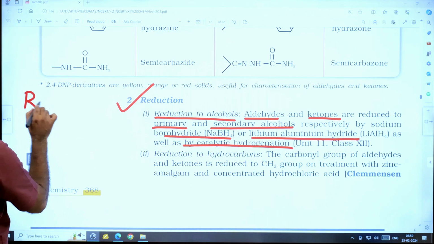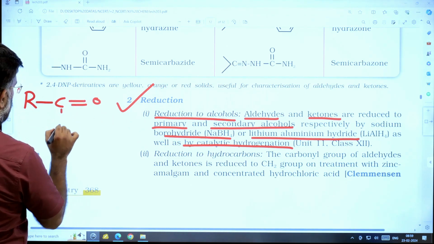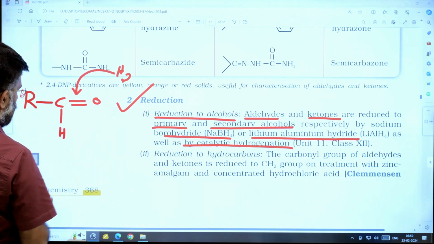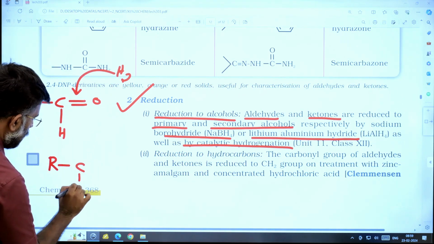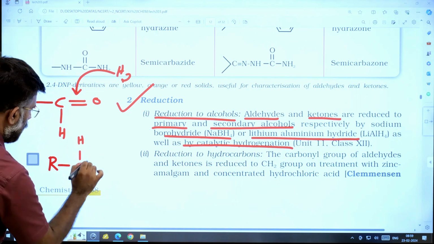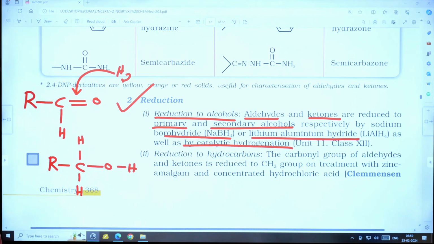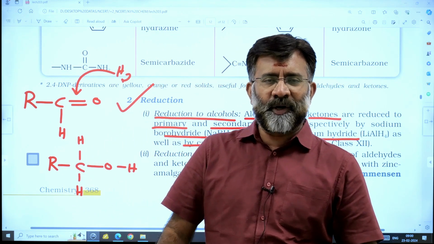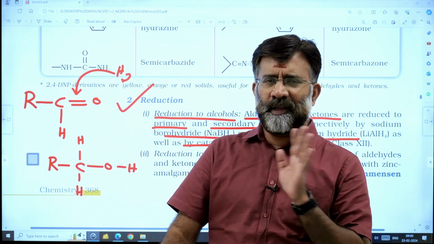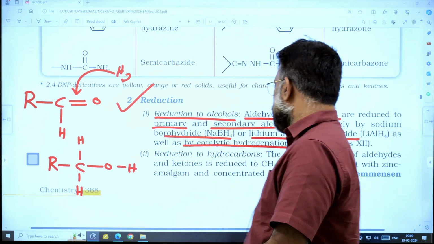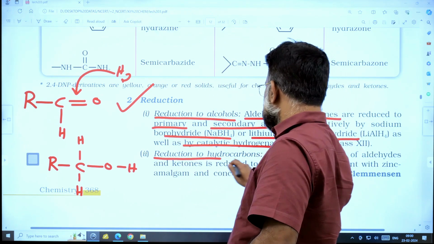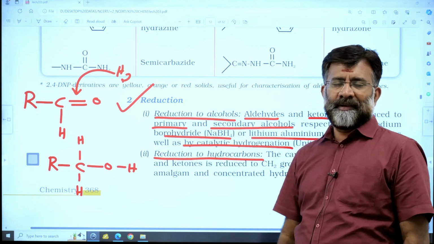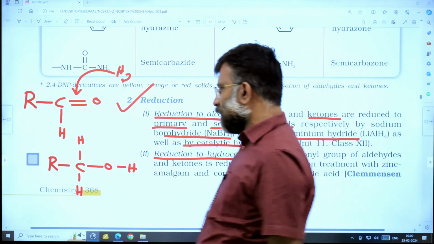Aldehydes are CHO. Here H2 is added and the result will be RCH2OH. You get primary alcohol. So aldehydes will give you primary alcohol. Ketones will give you secondary alcohol. Already we have learnt that. There is also a special type of reduction called reduction to the hydrocarbon part. The carbonyl group is reduced to the hydrocarbon part.